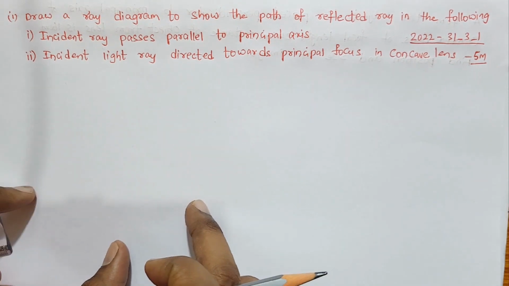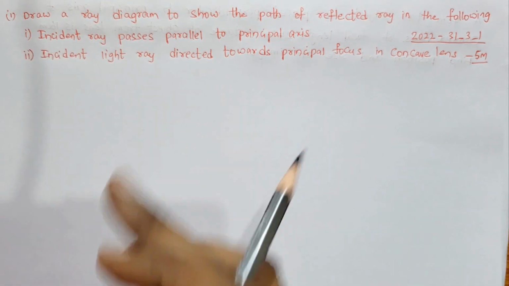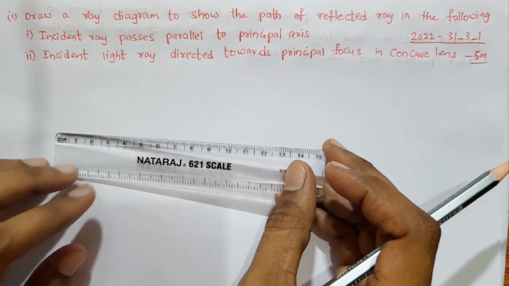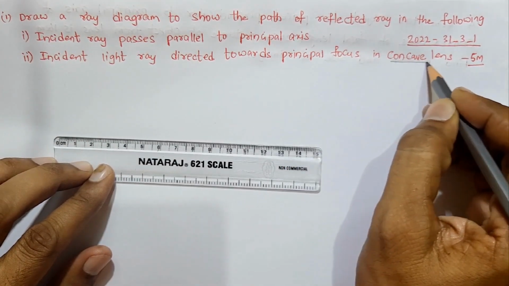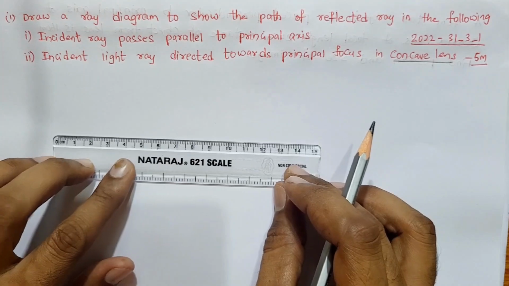Draw a ray diagram to show the path of reflected light ray. He is asking us to draw the path of reflected light ray when incident light ray passes parallel to principal axis of a concave lens. So we have to draw first a concave lens. So how to draw? With measurements I will give you.